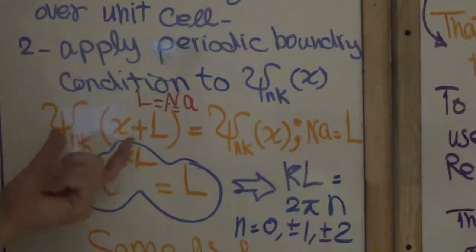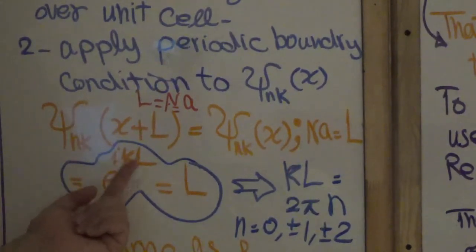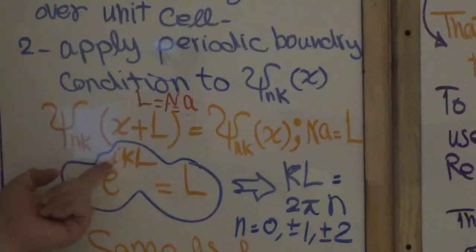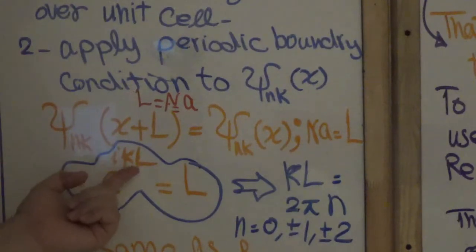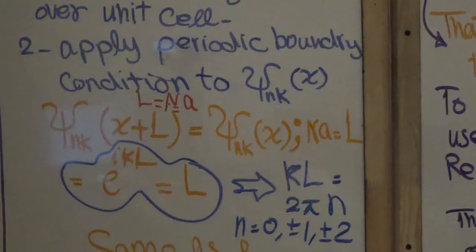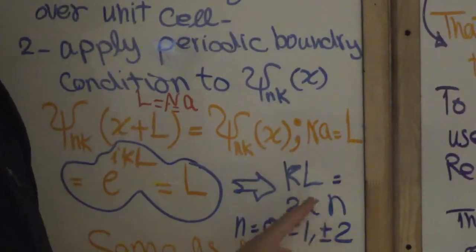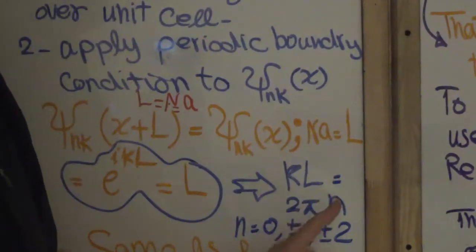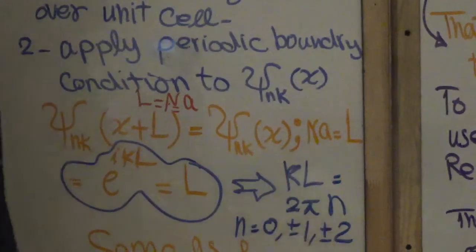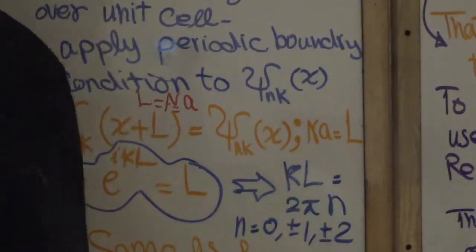And you can see, guys, that the wave function is now equal to exponential ikL, and that is equal to 1. So that is very nice. We know, guys, that kL is equal to 2 pi times n. This is what we know. And n is equal to 0, plus or minus 1, plus or minus 2, plus or minus 3, and so on.